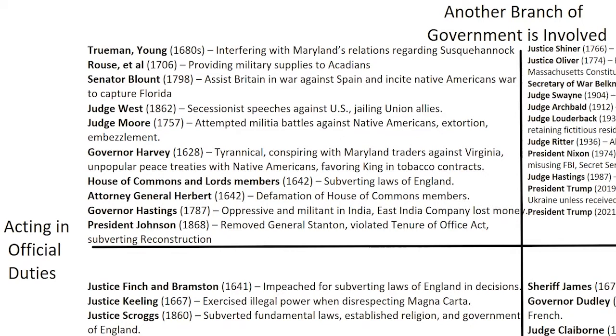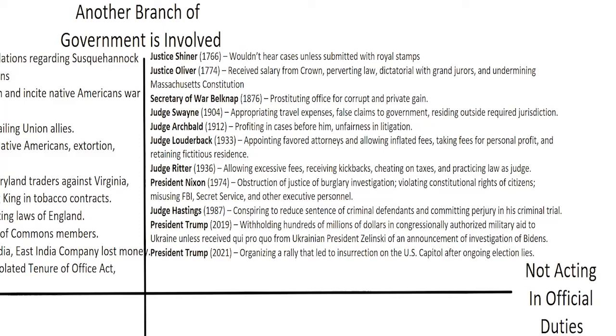The distinction with Quadrant 2 is that even though there's another branch of government being infringed by the impeachment action, the government agent was exceeding authority and trying to personally gain. The action didn't result from executing official actions, but the offense couldn't have occurred without the individual holding the position. Thus, there are many judges listed, from Shiner, Oliver, Swain, Archibald, Louderback, Ritter, and Hastings, all being accused of engaging in corrupt actions on the job for personal benefit. Using corrupt motives infringes on the integrity of government generally and the legal process.